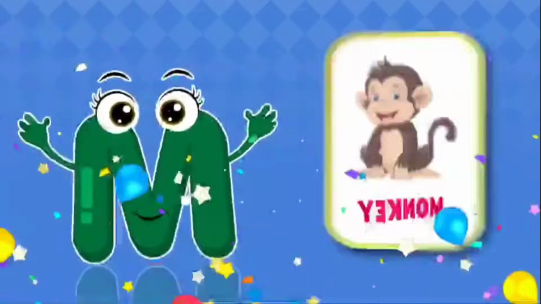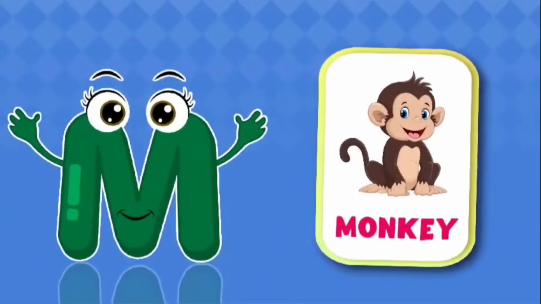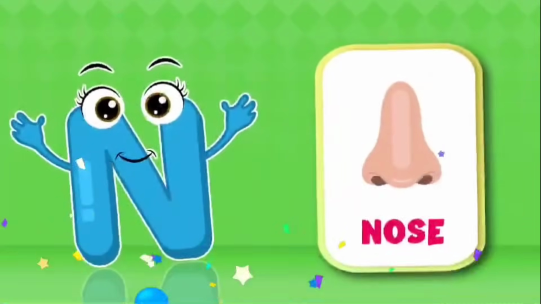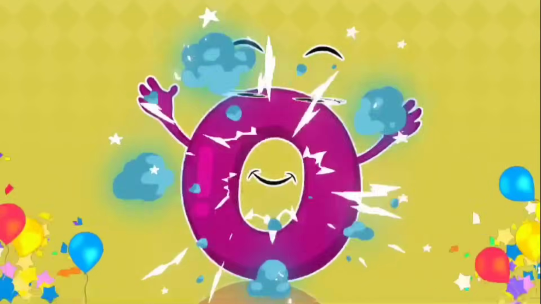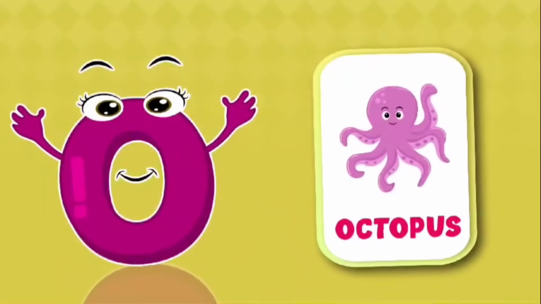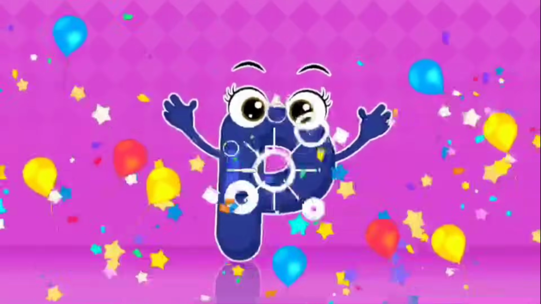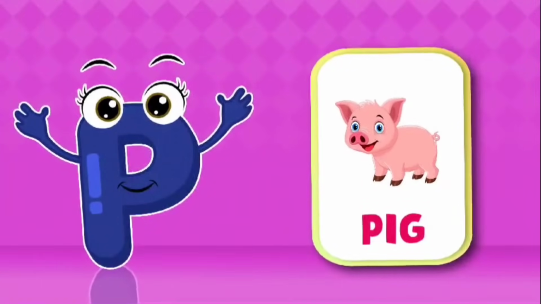M is for monkey, monkey. N is for nose, nose. O is for octopus, octopus. B is for big, big.